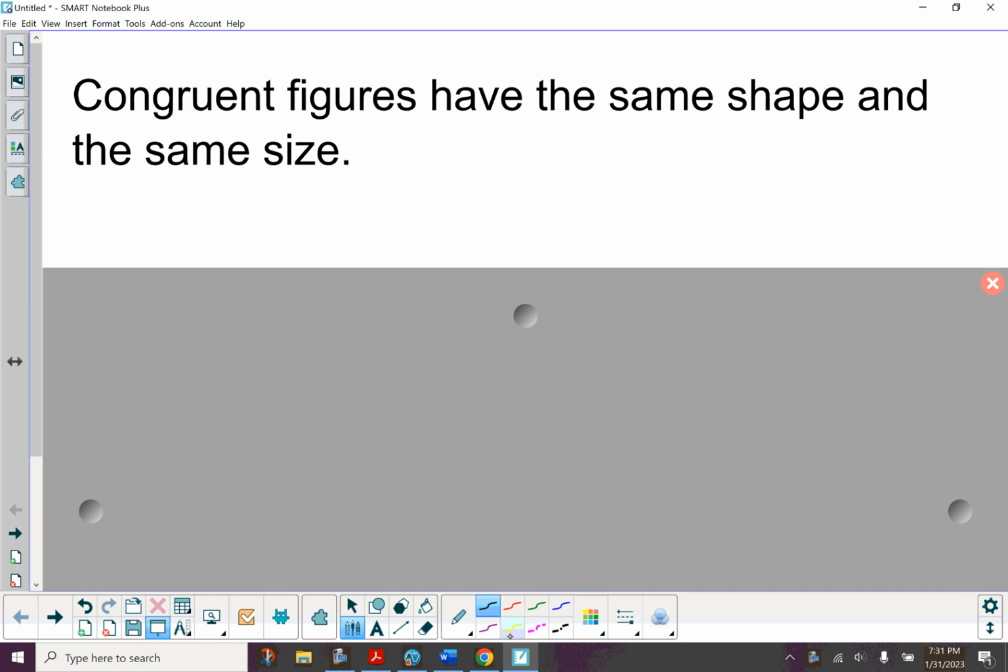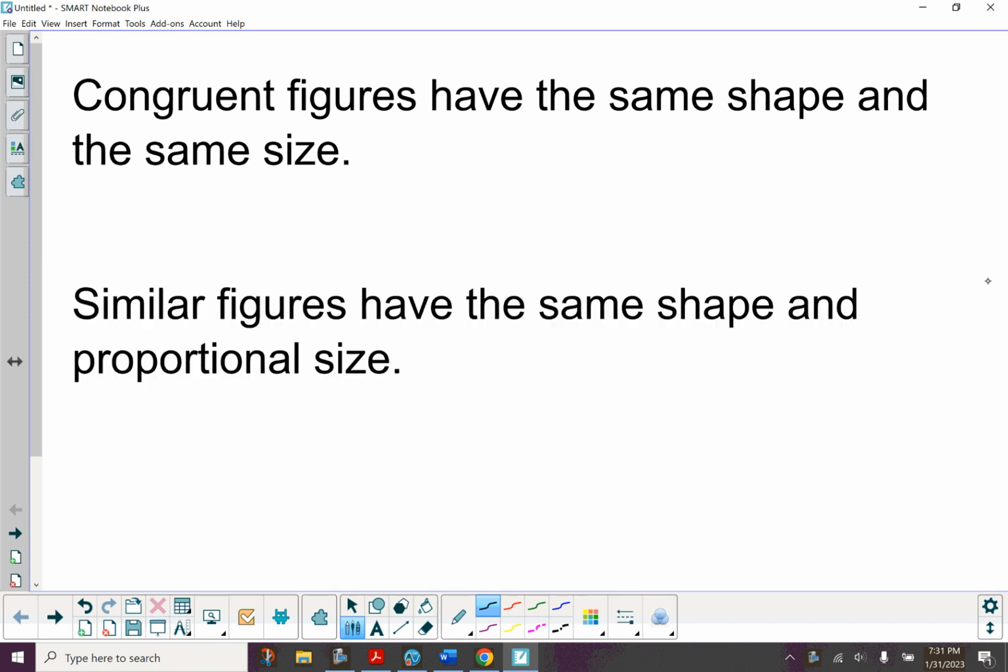Okay, but what we're getting into with chapter 7 is the idea of similar figures. Now, again, we'll hit this again later with a more formal, more technical definition, but I want you to compare and contrast here. Similar figures have the same shape and proportional size.